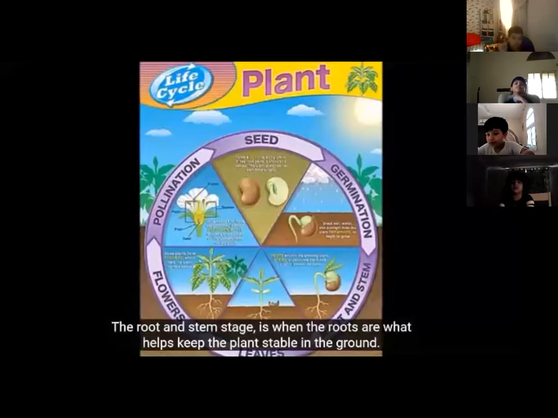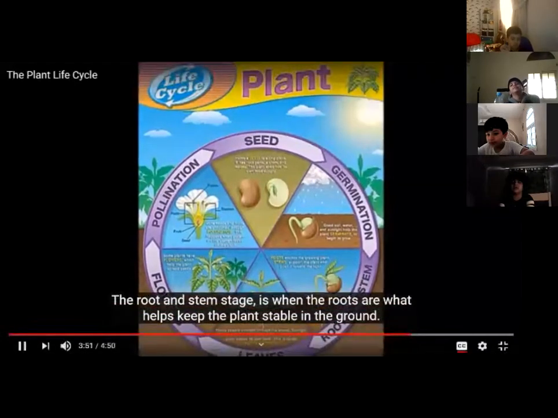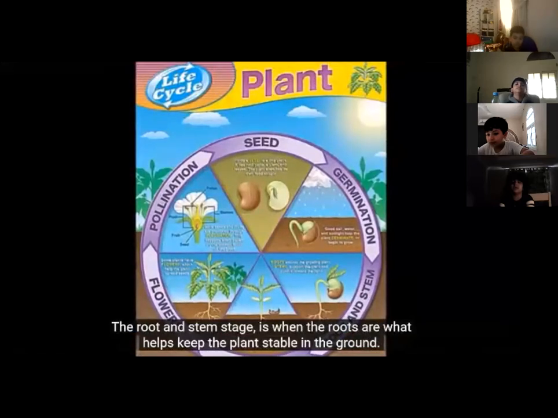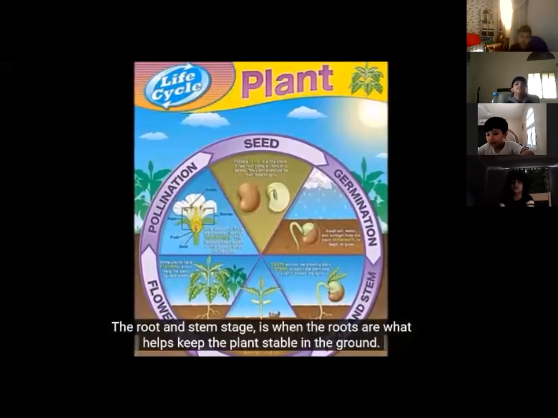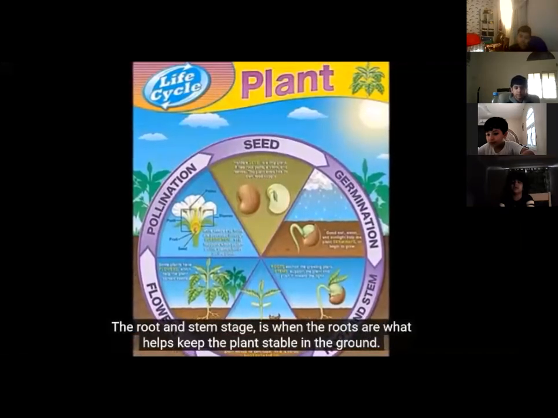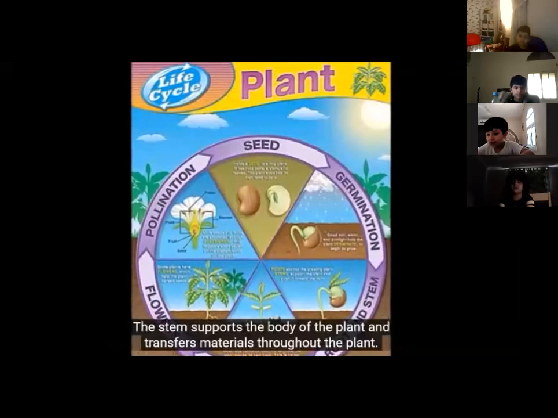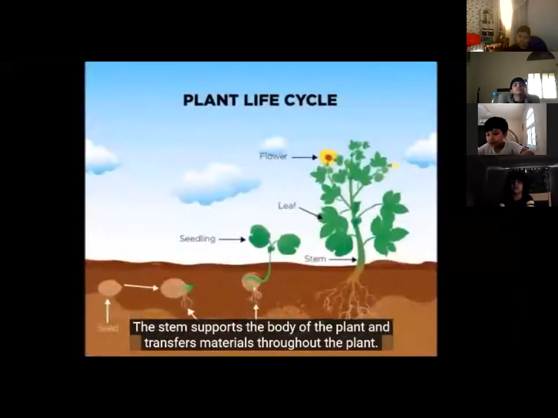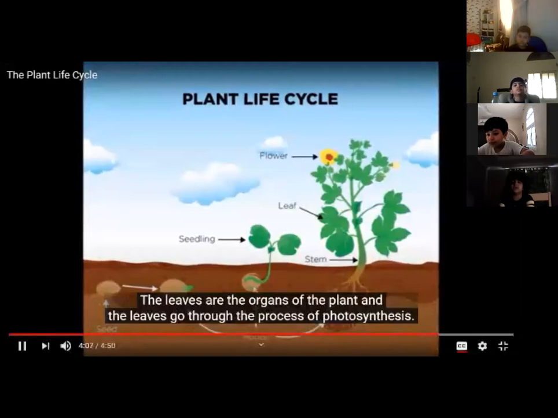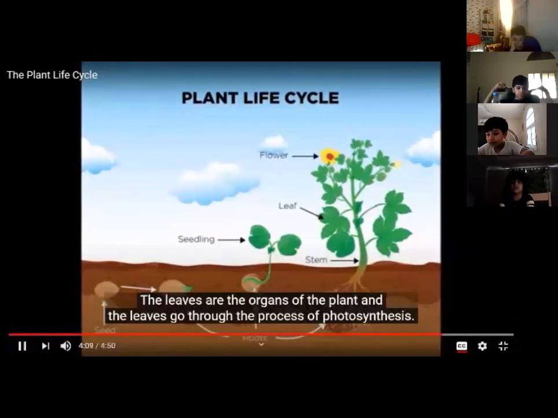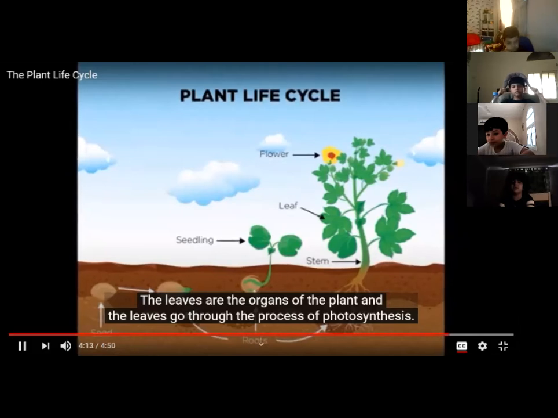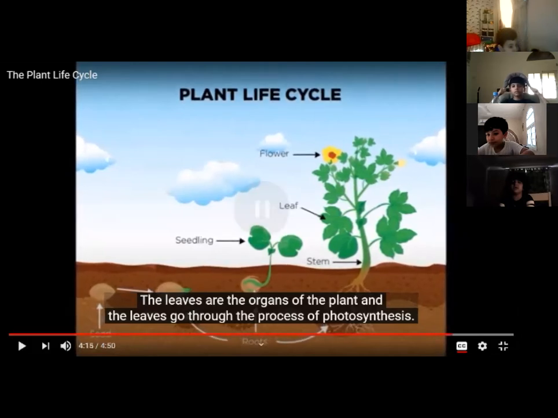The root and stem stage is when the roots help keep the plant stable in the ground. The stem supports the body of the plant and transfers materials throughout the plant. The leaves are the organs of the plant, and the leaves go through the process of photosynthesis.